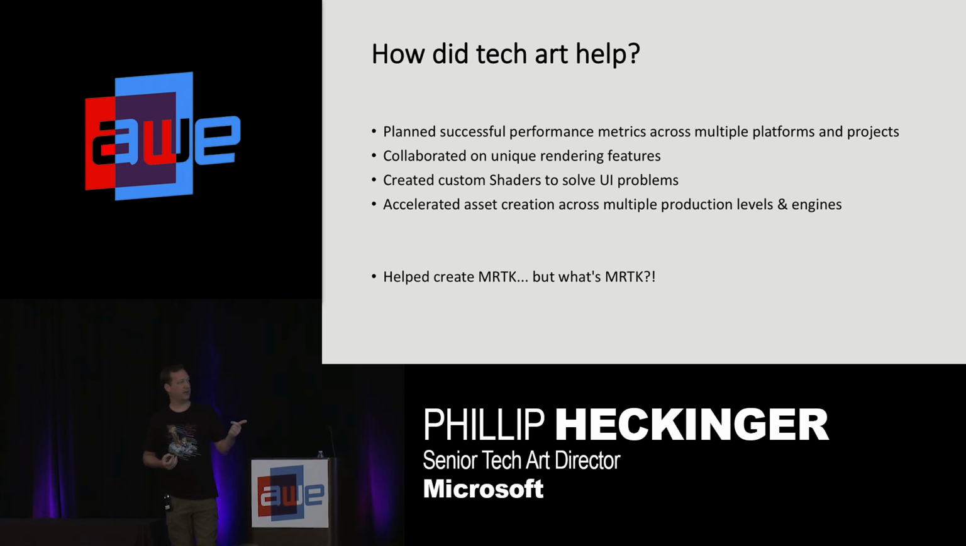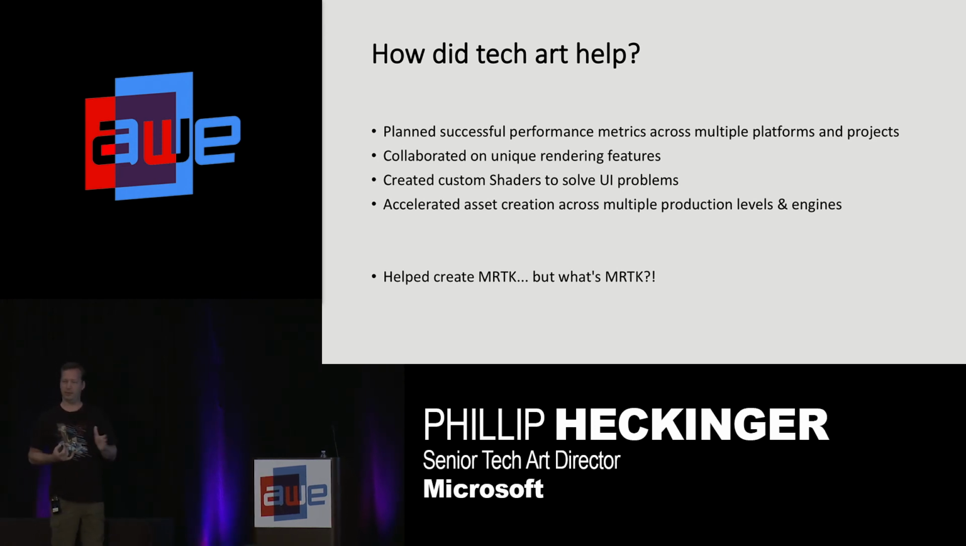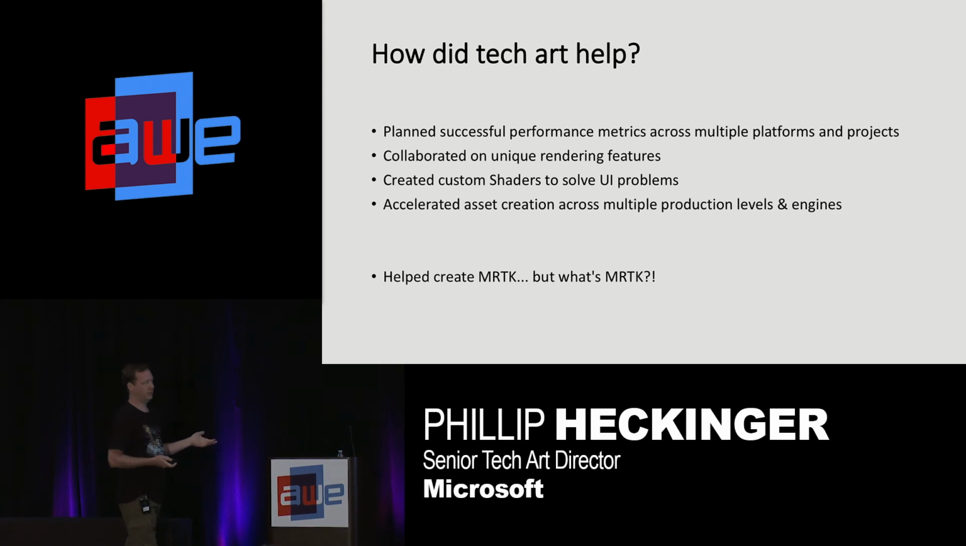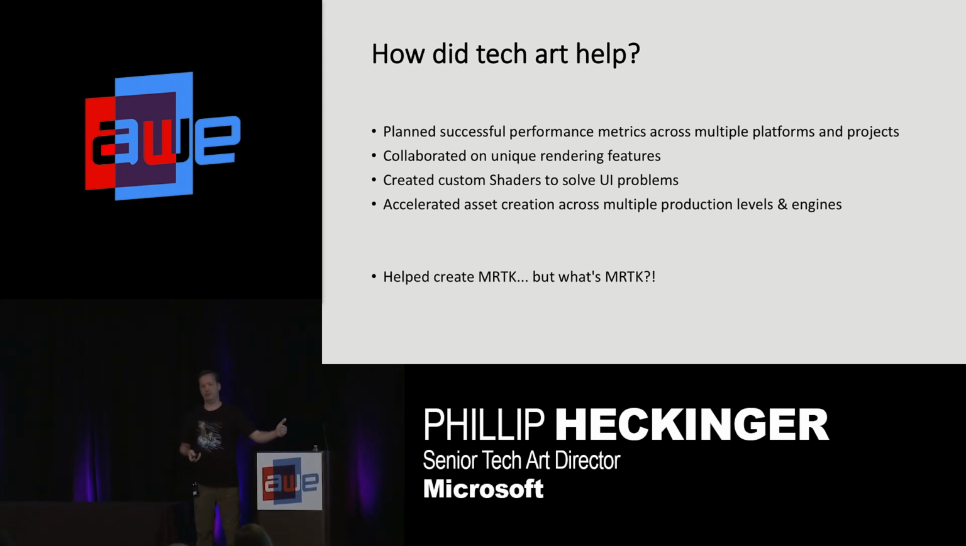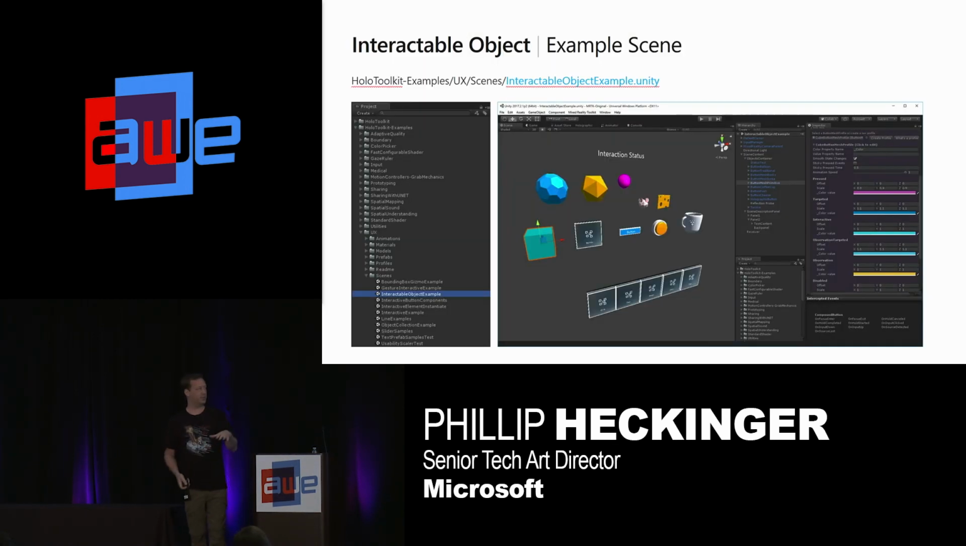Another area that tech art helped was MRTK, which, if you saw June Park's presentation, is the Mixed Reality Toolkit. The Mixed Reality Toolkit is an open source toolkit that, while we've been building HoloLens and Windows Mixed Reality, we've been trying to get people to work on. And the MRTK is available for Unity. It's on Git. You can download it, you can contribute to it, you can file bugs on it.